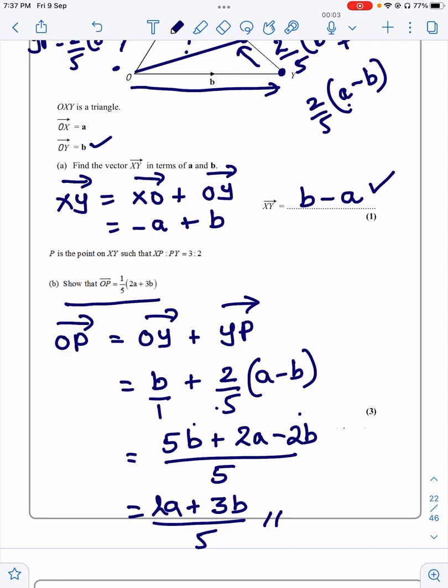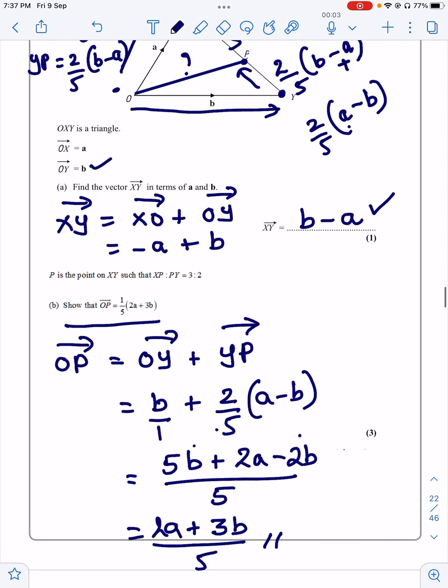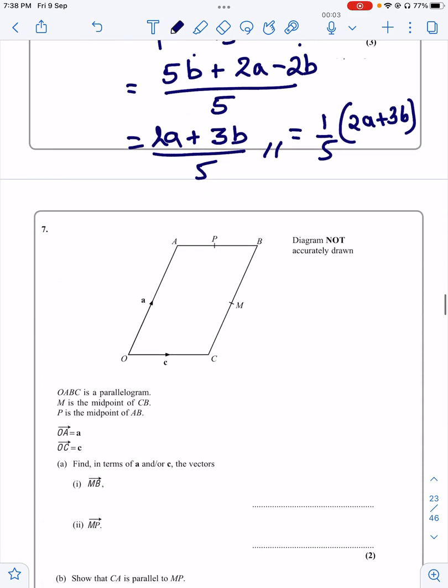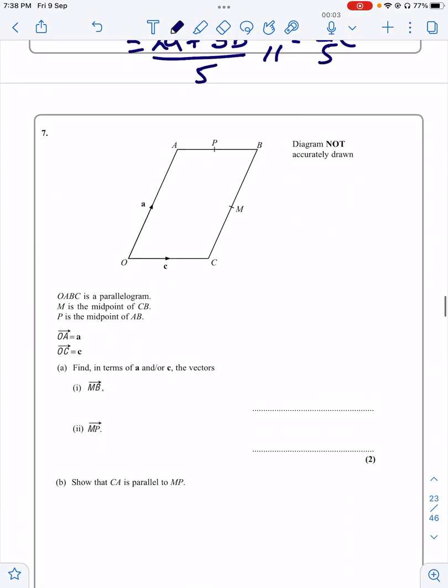So this is how I solve it, and they have written 5 outside. I can write like this, 1 upon 5 (2a plus 3b). This is how I write the answer. So these are the examples by which you can easily solve.